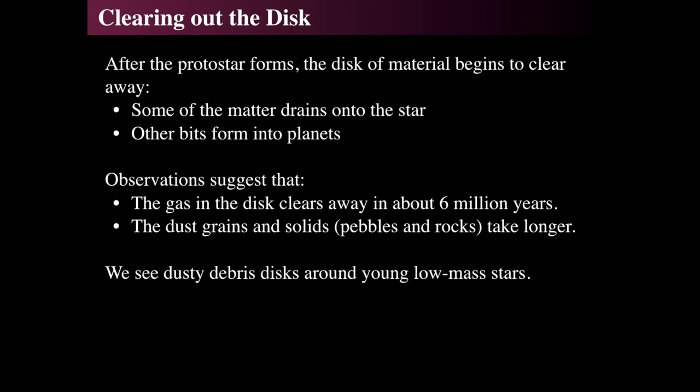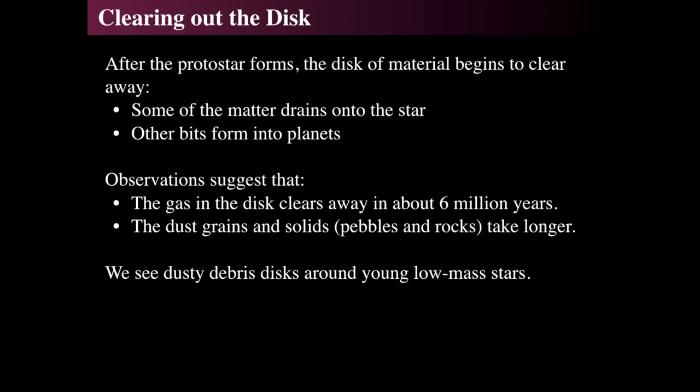But eventually, the protostar forms and becomes so hot that the disk of material starts to be cleared away. The heat and energy from the light pouring out from the young baby star becomes incredibly intense and destroys the outer areas of the disk that surrounds the baby protostar. Then some of that matter drains as the disk forms, some of the matter falls onto the remaining star, and the rest might form planets.